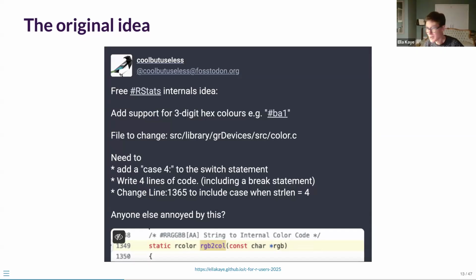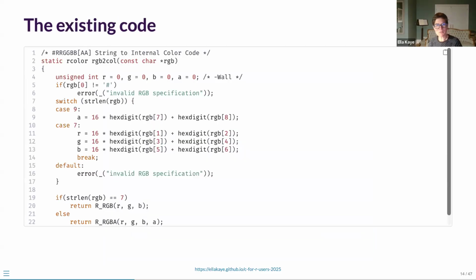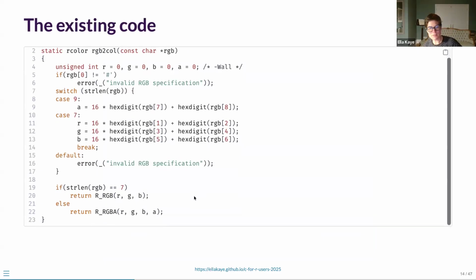So at the R project sprint, the timing was perfect. This came up just before the sprint. So with a team of about 5 or 6 of us, we worked on doing this. And I want to show you this as a first example of working with C code in R, because we managed to do this whilst knowing very little C. So this was the code as it existed.